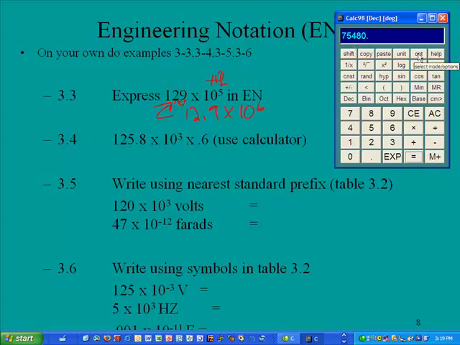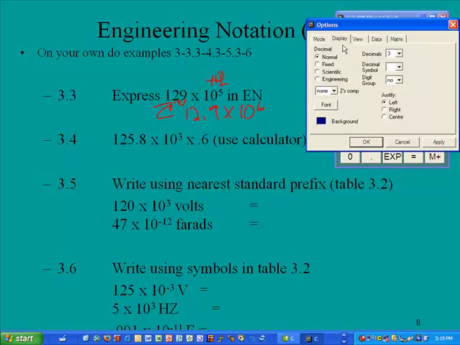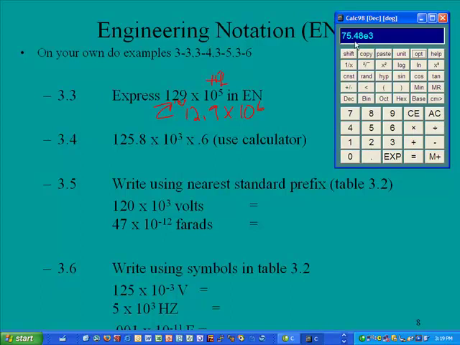Let's go to our options again, and now let's change that to engineering, and we'll leave it with 3 decimal places. And you'll see here the calculator has done it for us. The value 75.48 with exponent 3 is the resultant value. And then there's a number more in there. Please do those with your calculator.